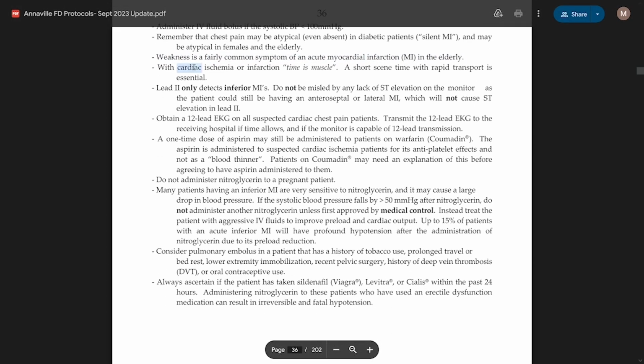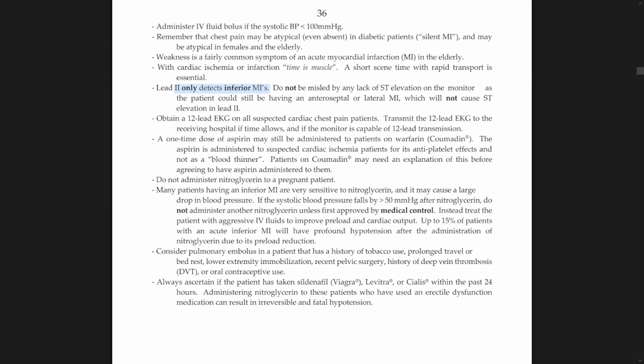With a cardiac ischemia or infarction, time is muscle. A short scene time with rapid transport is essential. Lead 2 only detects inferior MIs. Do not be misled by any lack of ST elevation on the monitor, as the patient could still have an anteroseptal or lateral MI, which will not cause ST elevation in lead 2. Obtain a 12 lead on all suspected cardiac chest pains. Transmit the 12 lead to the receiving hospital if the time allows and if the monitor is able to.